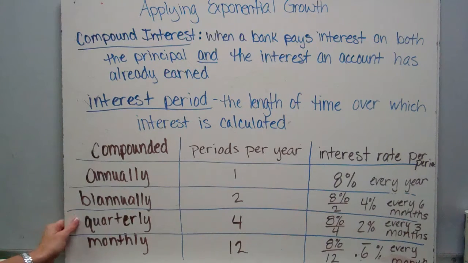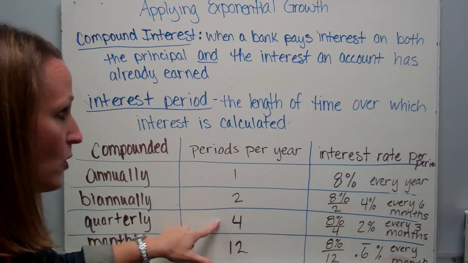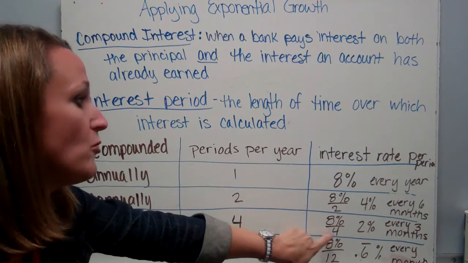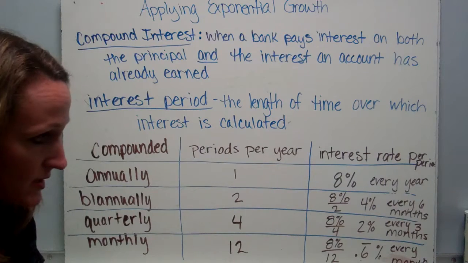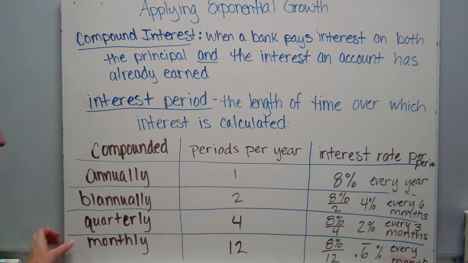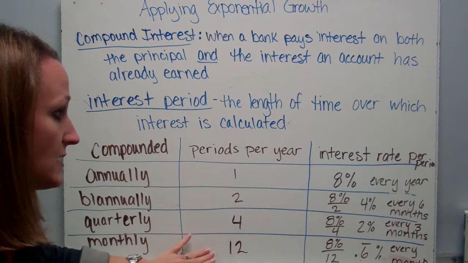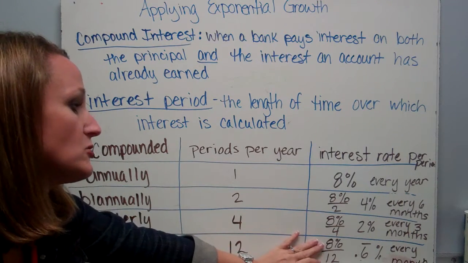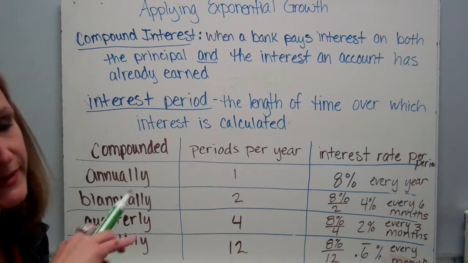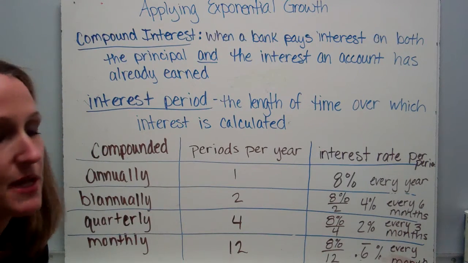Could be compounded quarterly, where you have 4 interest periods per year, which means you take that 8%, divide it by 4, which means you get an interest rate of 2%, and it happens every 3 months. Or it could be compounded monthly, which means 12 times per year, which means you take that interest rate of 8%, divide it by 12, and you're going to get 0.6666 repeating, and it happens every month.